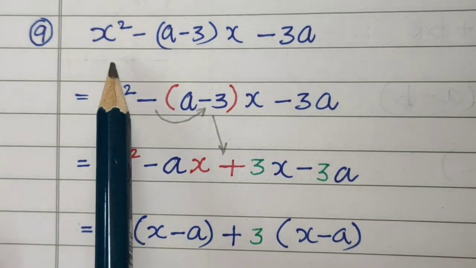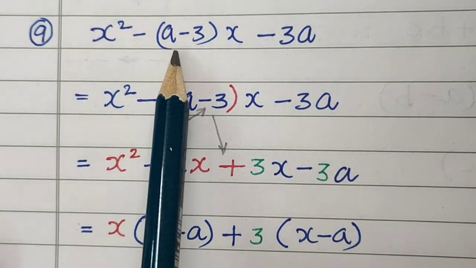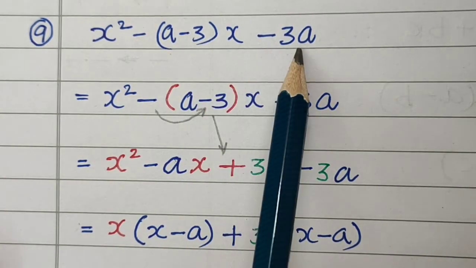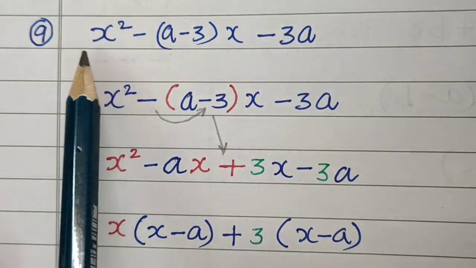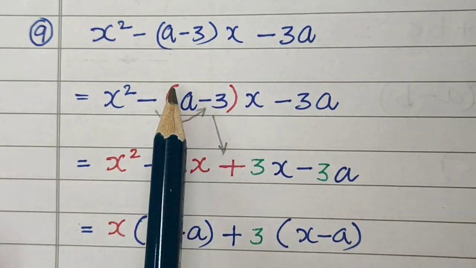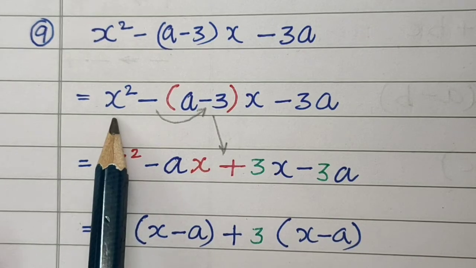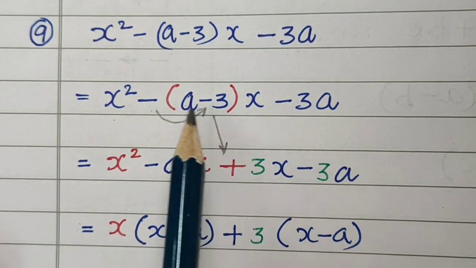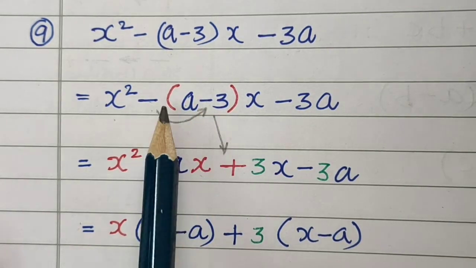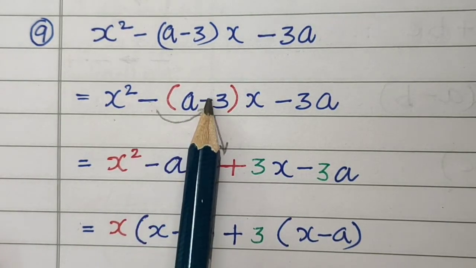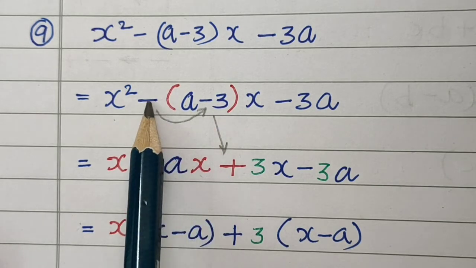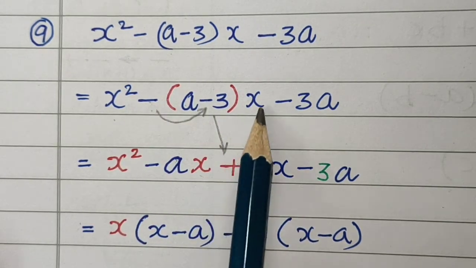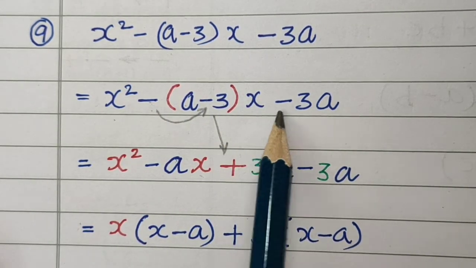Factorize x square minus a minus 3 into x minus 3a. As soon as you see these type of problems, remove the brackets first. X square minus a into x, ax, minus into minus. Before removing the bracket, you just multiply the symbols. Minus into minus plus, 3 into x, 3x minus 3a.